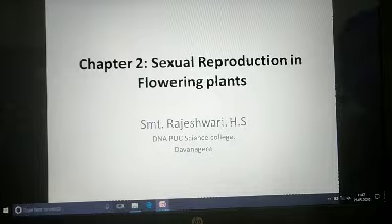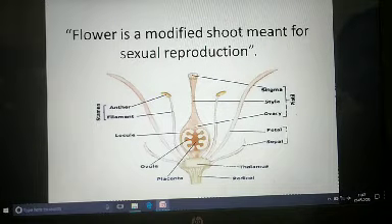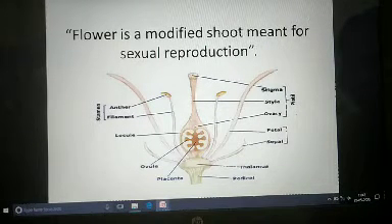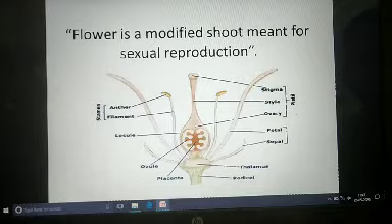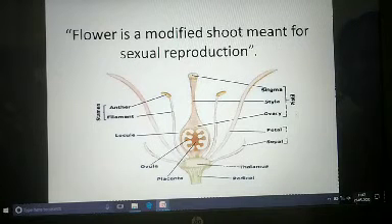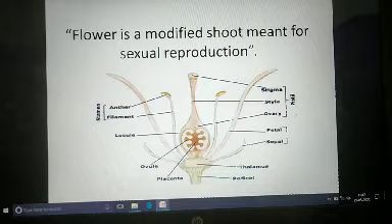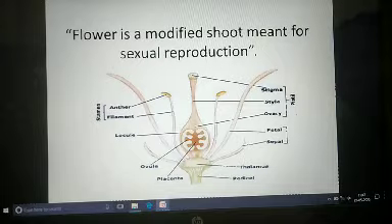Chapter 2: Sexual Reproduction in Flowering Plants. Here, flowering plant stands for angiosperms. Angiosperms are the plants which are able to produce flowers for sexual reproduction. So, lower plants like bryophytes, pteridophytes, and also gymnosperms do not have flowers. So, what is a flower? A flower is a modified shoot meant for sexual reproduction.